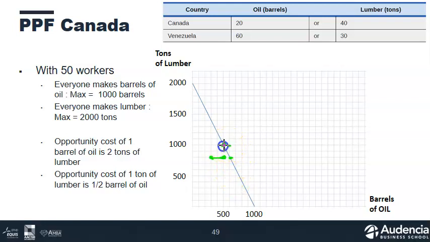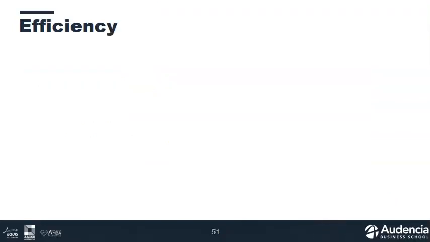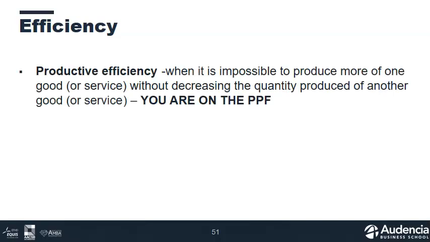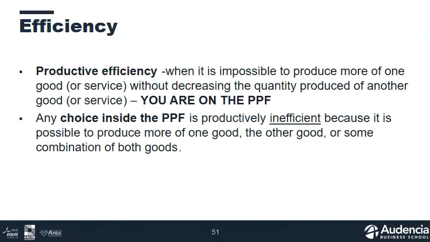So if I'm on this line, the only way to increase production of one good or the other is to give up production of something else. In the other case, I could increase production of one good without giving up anything, and so I'm not productively efficient. To be productively efficient, you need to be on the production possibilities frontier. A choice inside is productively inefficient.